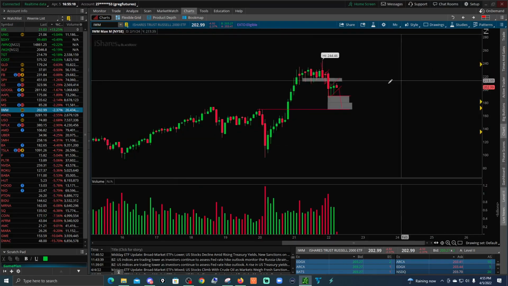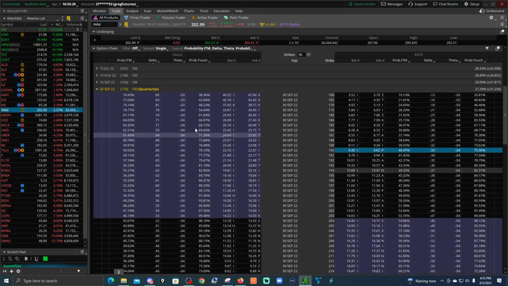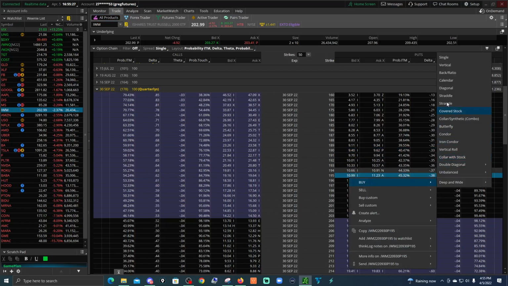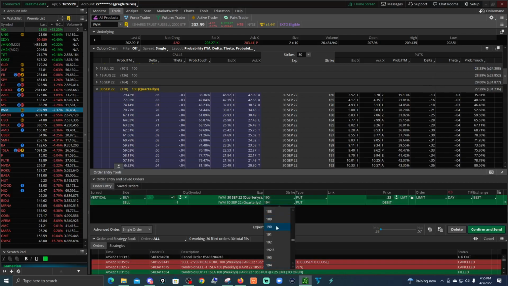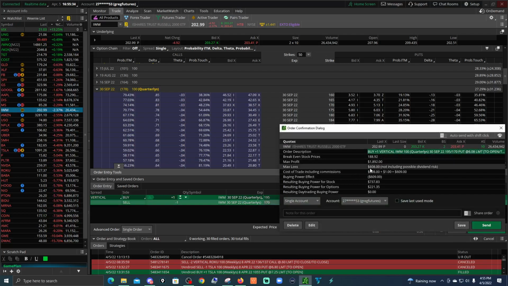If we look at the monthly time frame, maybe we see multi-months of downside on the IWM. So you can pick yourself up some debit spreads. Feel free to play around with the different strikes, play around with the different risk rewards. You can be something like a little bit more conservative. Buy the 195 and you could sell the 170. Okay, what's this one look like? Max loss of 608, max profit of almost 1,900. So that's a 3-to-1 risk to reward with a pretty good probability of occurring.